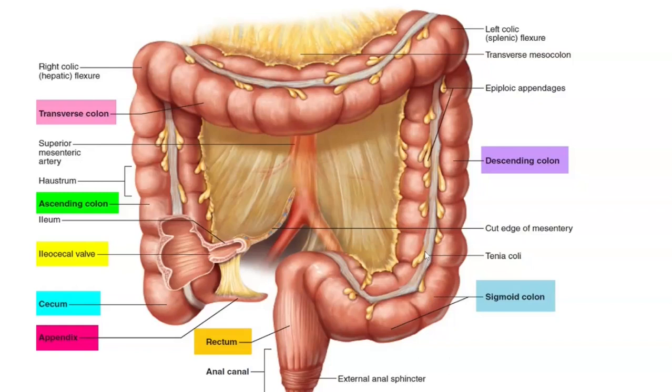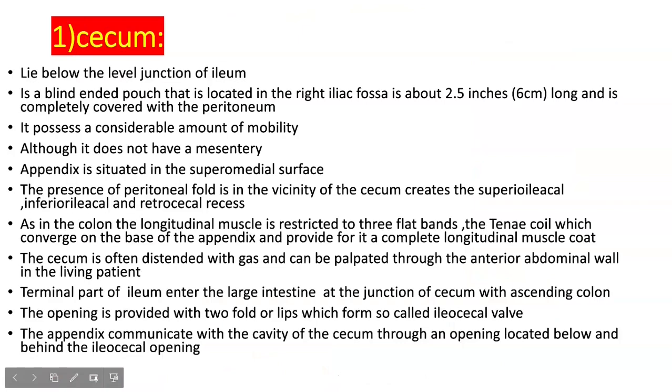These are the taenia coli, which are the three-band muscular structure. As you can see here, this is the cut edge of the mesenteries, and this is the descending colon. These are the epiploic appendages, the yellowish colored structures. This whole part is the transverse colon, and behind and above it is the transverse mesocolon. This is the left splenic flexure.